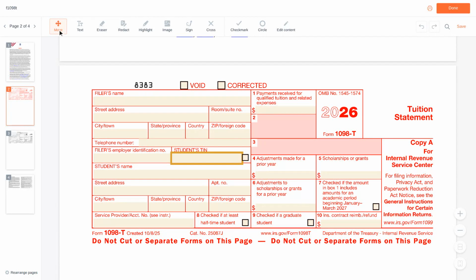If you are the school filing the form, you complete it and send a copy to the student and to the IRS. If you are the student, you usually receive it and keep it with your records.